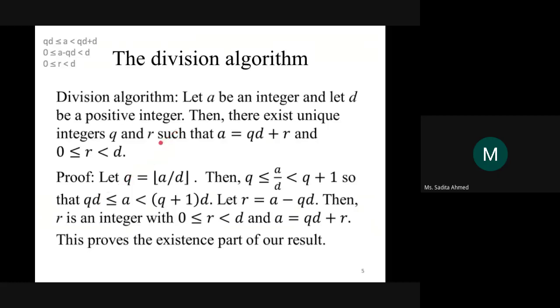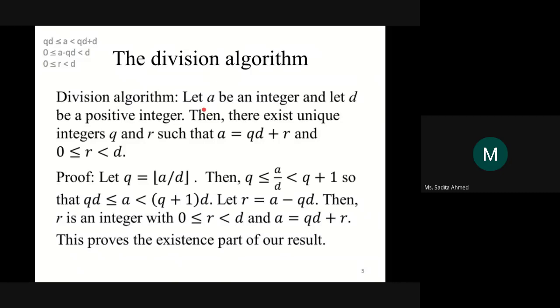So the division algorithm. The division algorithm states that for some integer A and for some positive integer D, there exist unique integers Q and R such that A is equal to QD plus R, where R will always be greater than or equal to 0, but less than D. So R will be within this range, 0 less than or equal to R less than D. Now, this is the algorithm that represents all the divisions that we have done so far. This is the algorithm that was written in order to be able to do that.